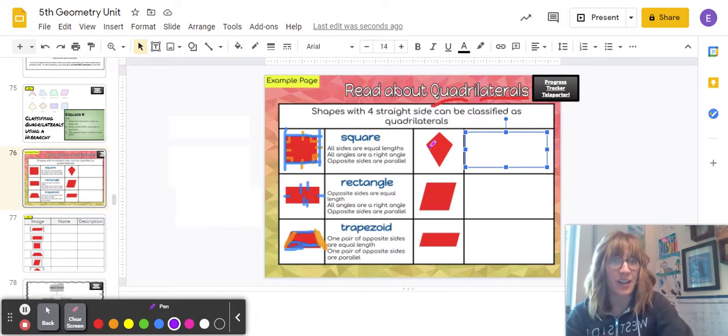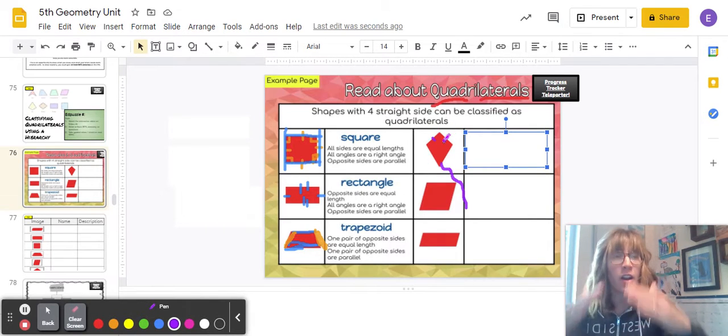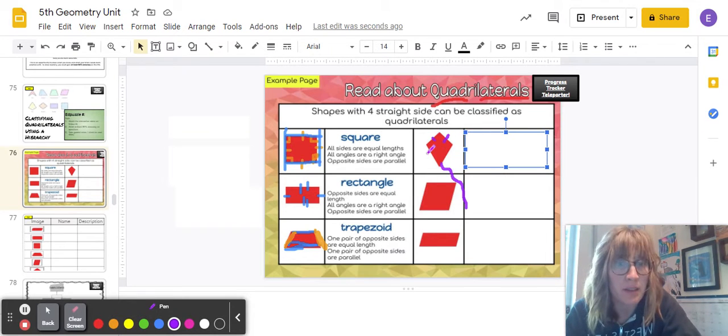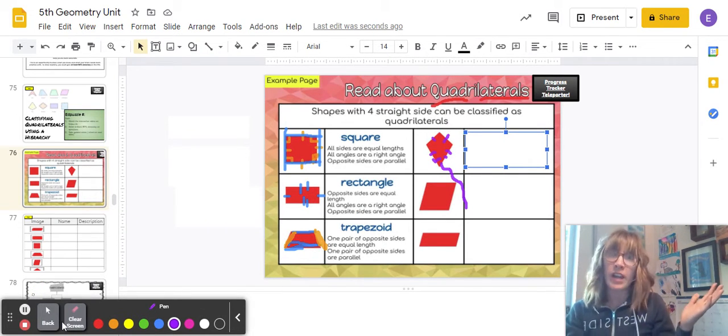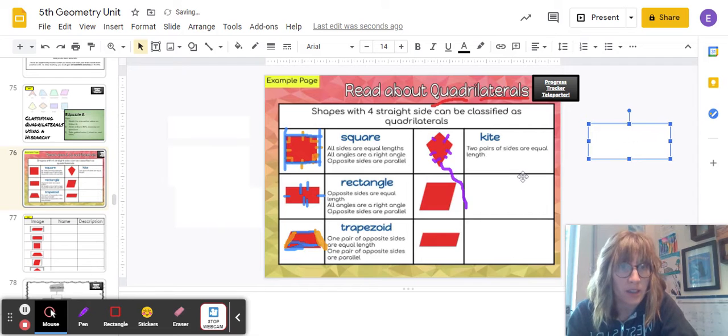Up here we have a kite. So this looks like it could have a little tail and fly through the sky on a windy day. It also has two sides that are adjacent, meaning they're like next door neighbors. They're touching, are the same length, and these other adjacent sides are the same length. The angles can be right angles, they can be not right angles, and we call it a kite.